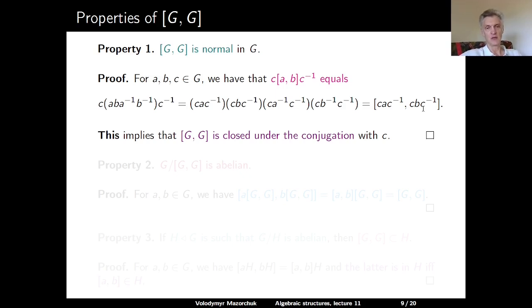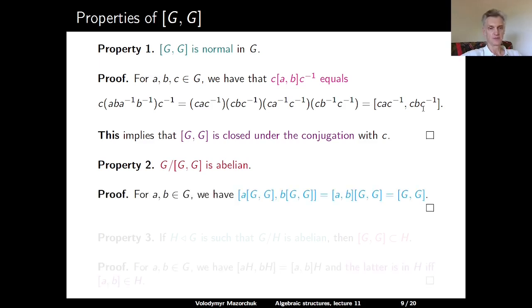is generated by all commutators, is closed under the conjugation with any element in G, and hence is a normal subgroup. Property 2: the quotient of G by its derived subgroup is an abelian group.